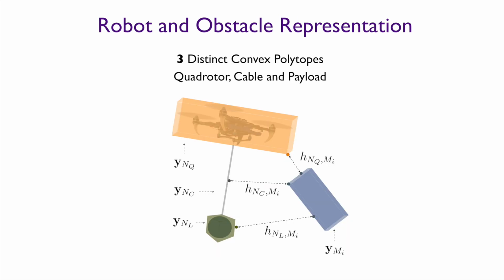To enable such navigation in crowded scenarios, our planning method employs a non-conservative spatial representation. We do this by modeling the robot using three distinct polytopes, one for the quadrotor, one for the cable, and one for the payload. The environment is equivalently represented using one polytope per object.